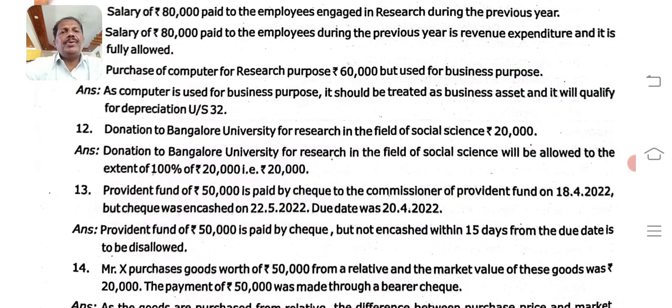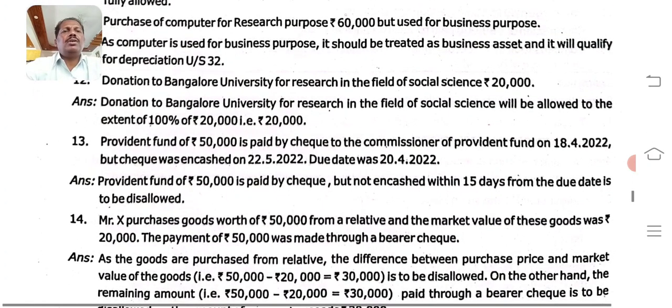Provident fund of rupees 50,000 paid by check to the Commissioner of Provident Fund on 18/4/22, but the check was encashed on 22/5/22. Due date was 24/22. So, but encashed within 15 days from the due date, it is to be disallowed.